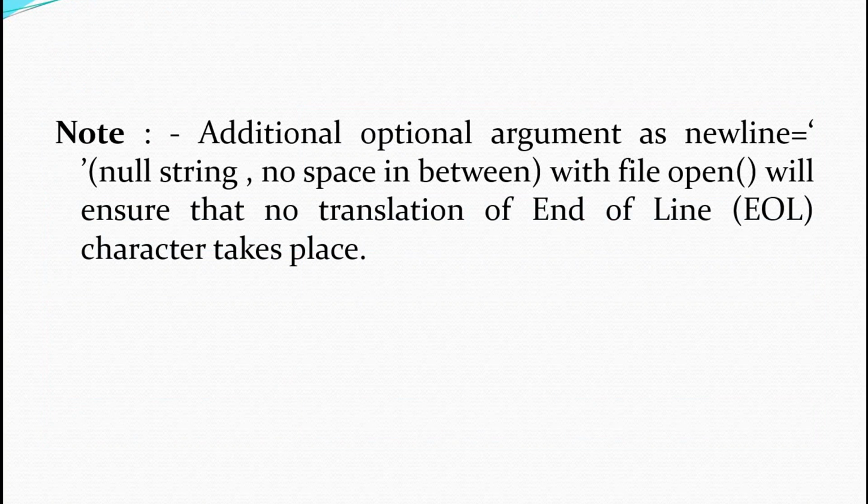Then note the additional optional argument newline equals to quotes open, quotes close. In between you have to write nothing, not even a space. That is called a blank or null string, meaning no space in between. With file open, this will ensure that no translation of the end of line character takes place. It means if you write like this, no translation will be performed for the end of the line. That means it will not insert any line feed between the records.